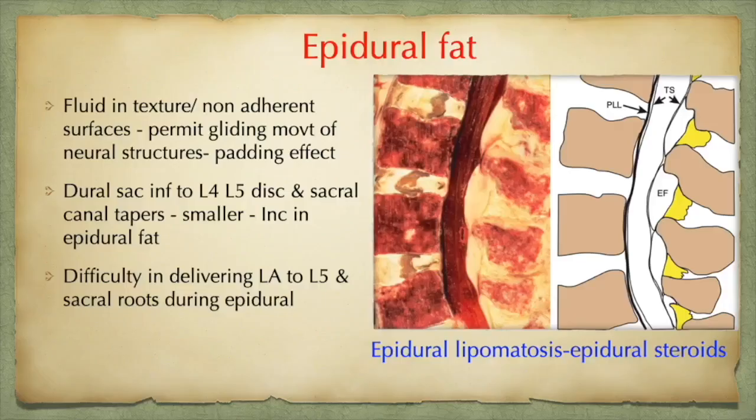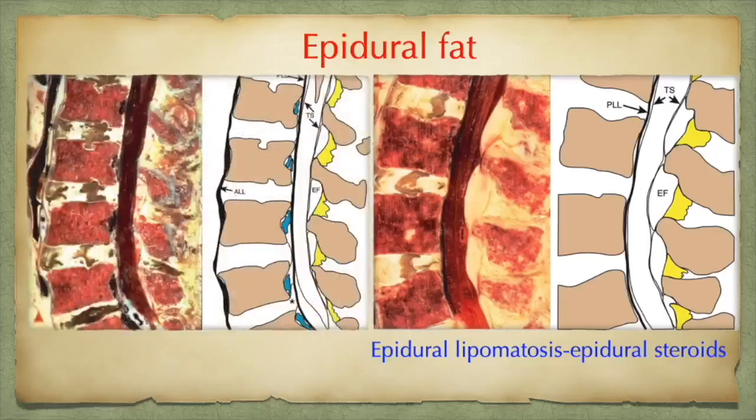The dural sac inferior to the L4-L5 disc and the sacral canal tapers. It's smaller in size due to the increase in the epidural fat. There is difficulty in delivering local anesthetic to the L5 and sacral roots during epidural because of the increase in the epidural fat. Epidural steroid injection for chronic back pain can lead to epidural lipomatosis, thereby increasing the epidural fat contents.